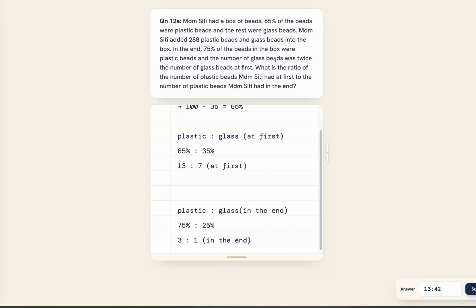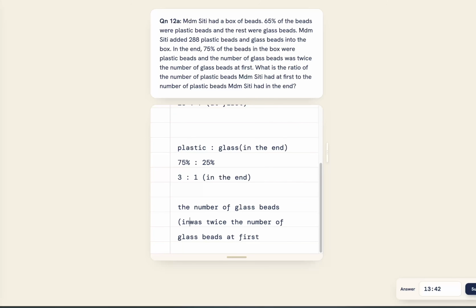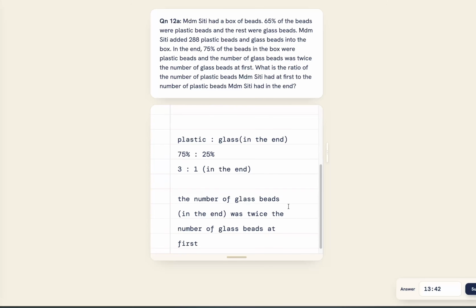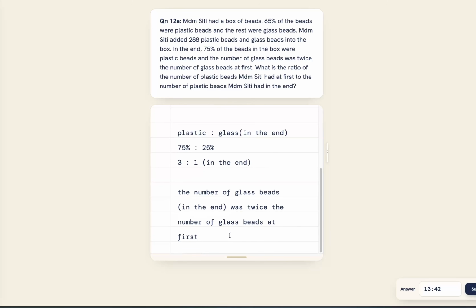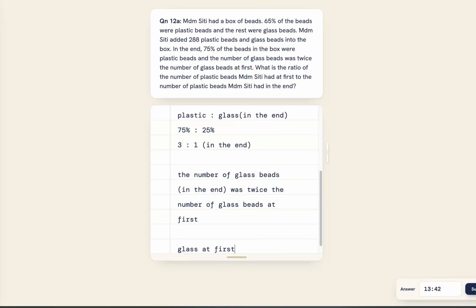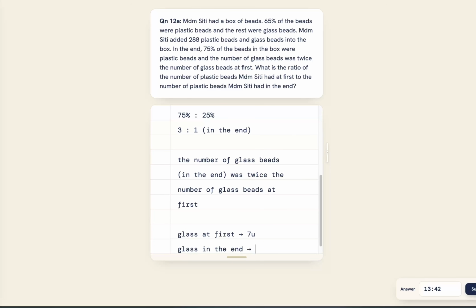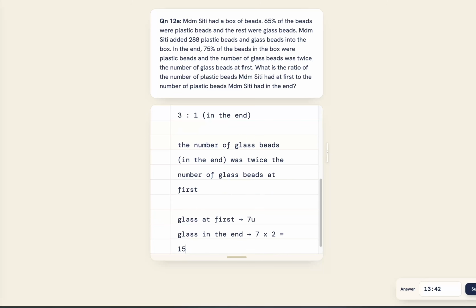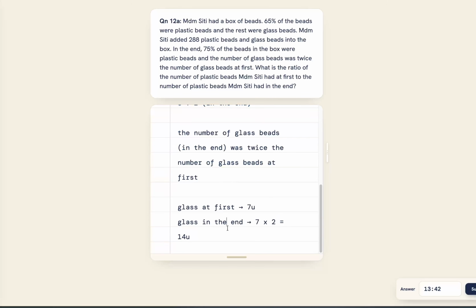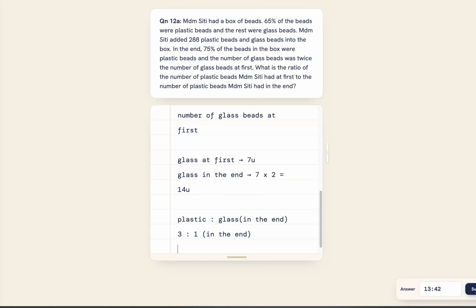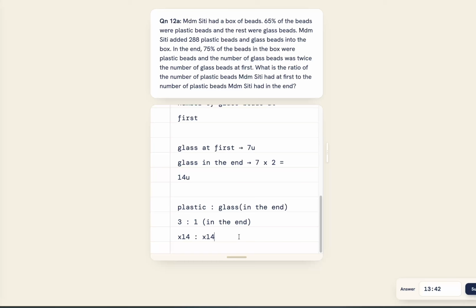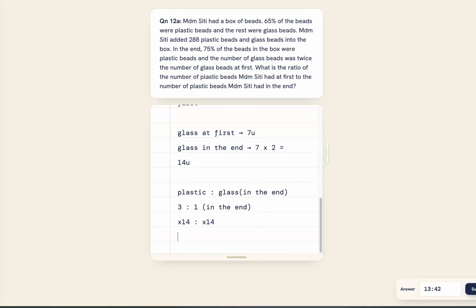The next hint was the number of glass beads in the end was twice the number of glass beads at first. So if the glass at first is 7 units, then glass in the end is equal to 7 times 2, which is 14 units. So plastic and glass in the end, since we need the glass to be 14 units, we need to multiply by 14. So this would be equal to 42 is to 14 for plastic to glass in the end.